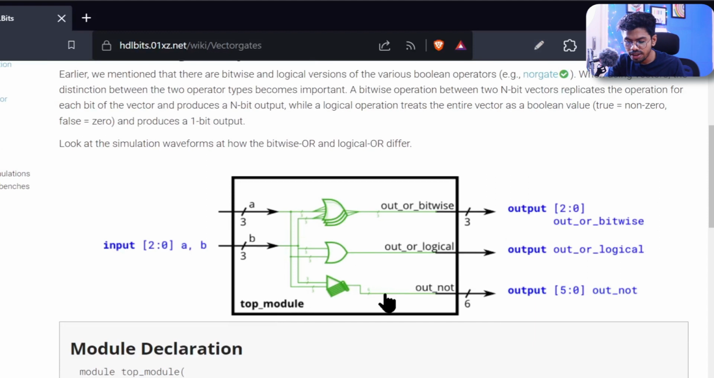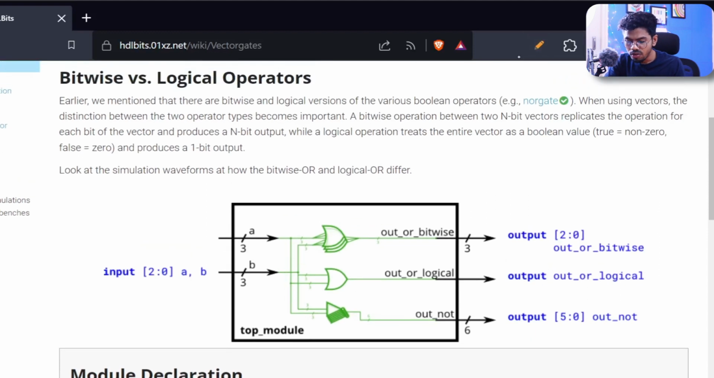They are saying you have A of 3 bits, you have B of 3 bits, and you need to do A and B first bitwise OR, then logical OR, and then bitwise NOT inversion, and get the answer. So we're gonna do that thing here just to make you comfortable with this diagram.